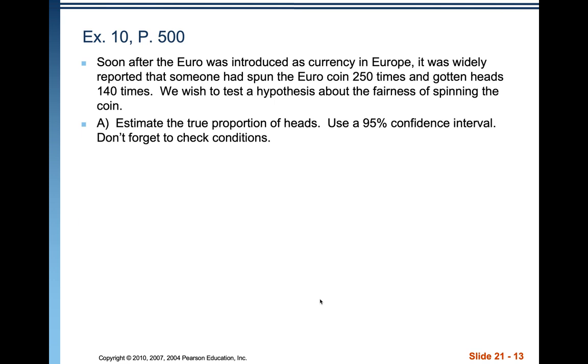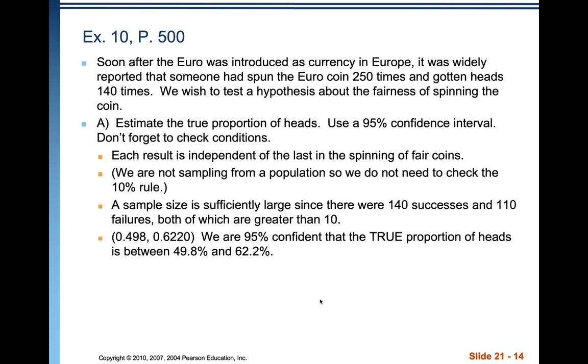The first assumption we need to check conditions for is the independence assumption. Now, we're not doing random sampling here. The outcome of the spin of a coin is a random event. The statement here, though, that we can make is actually about the independence. Each result is independent of the last in the spinning of fair coins. So we can make that statement, and that directly goes to the independence assumption.